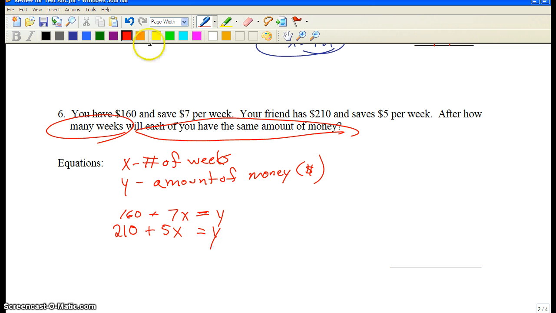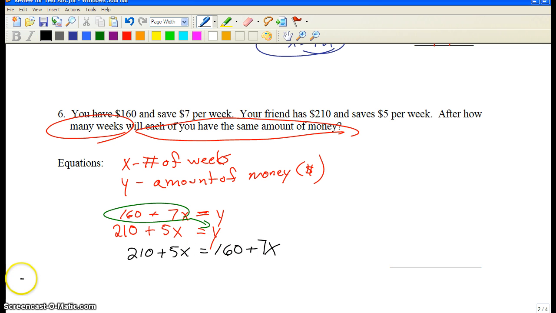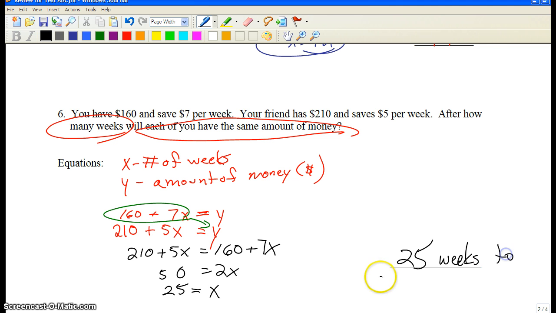We want to know when you're going to have the same amount of money, so these y's have to be equal. So we're going to substitute this for y, and we wind up getting 210 plus 5x equals 160 plus 7x, and then we solve that equation for x. If you subtract 160 and subtract 5x from both sides, you get 50 equals 2x, and you get x is 25. So that's the number of weeks, because that was our variable for x. 25 weeks to have the same amount of money.